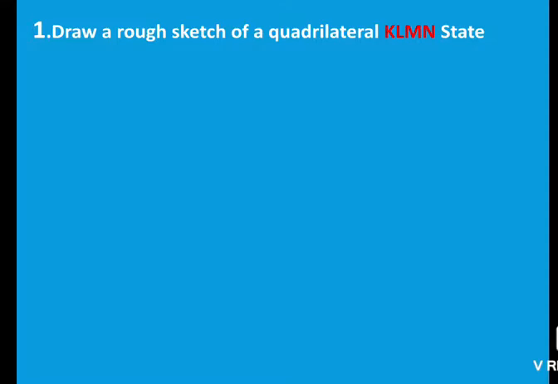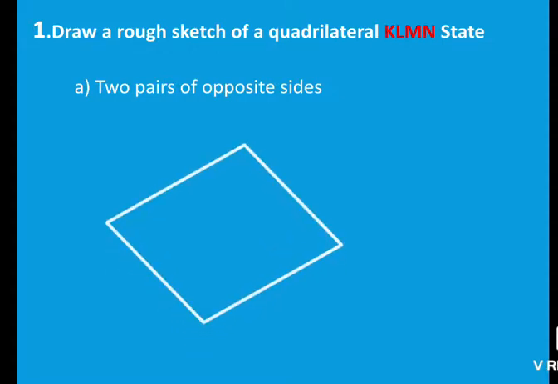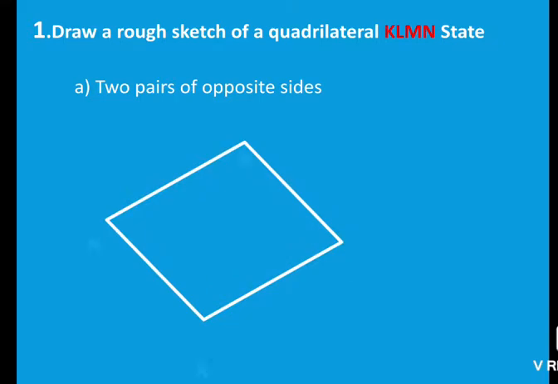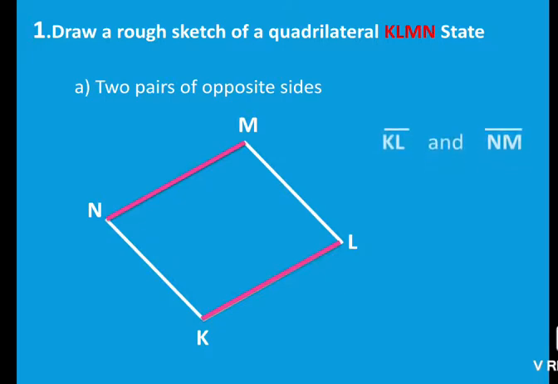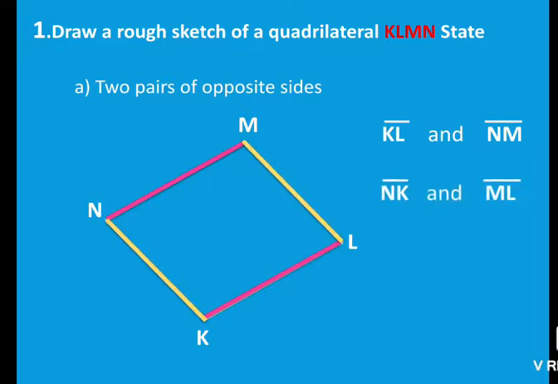Next, we have one question. Draw a rough sketch of a quadrilateral KLMN. State, first question, two pairs of opposite sides. First, we draw a quadrilateral KLMN. We can draw a quadrilateral with any shape. KLMN. Next, we find two pairs of opposite sides. Very simple. These opposite sides are in red color. So, we write line segment KL and line segment NM are opposite. Next pair, yes, NK and ML are opposite sides.